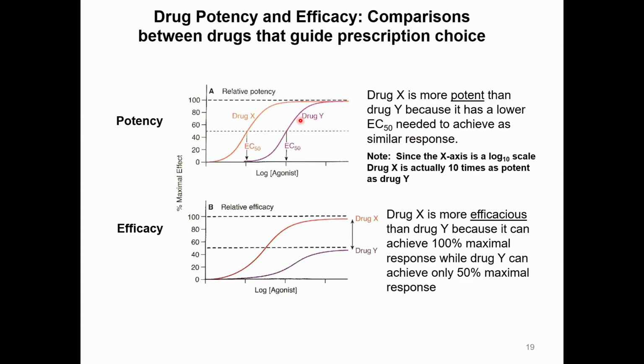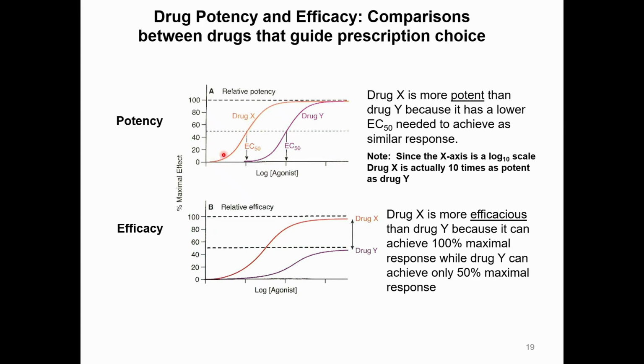So remember, EC50 is really a number that talks about potency. It's a number that has to do with how tightly that drug binds to its target. There's no regard necessarily about how good of a drug it is, it's just what the affinity is.